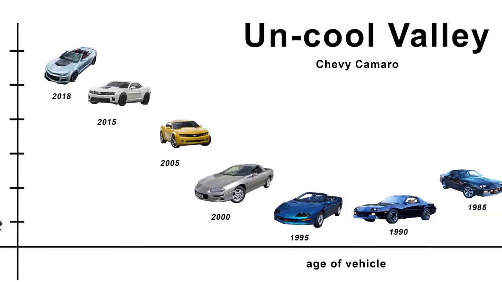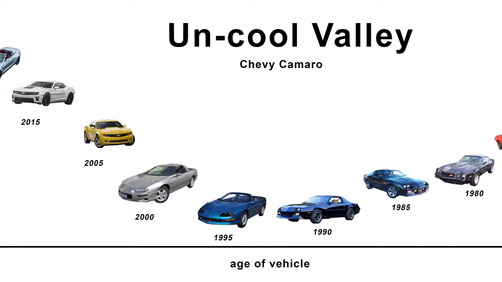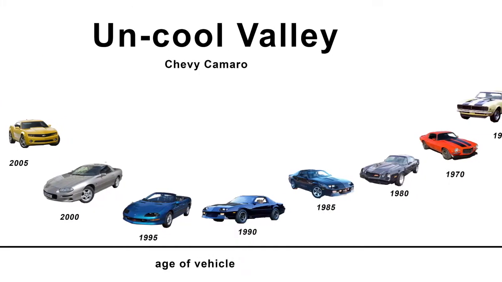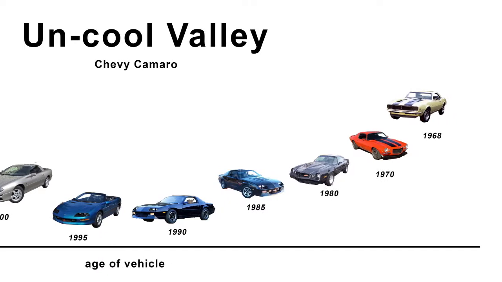There's this, I call it the uncool valley. The middle-aged cars, 15 to 25, they're shit. But after a certain point, they start getting cool again. Even a cheap car gets cool again if you can maintain it, if you can find the parts and get it back up to coolness again. See that? Uncanny valley, uncool valley.